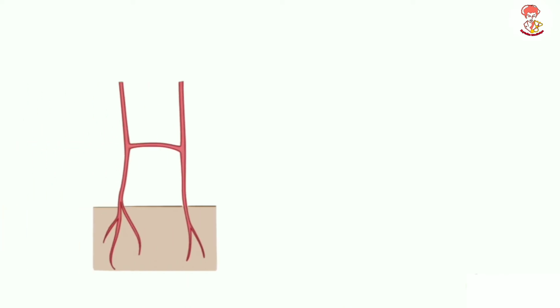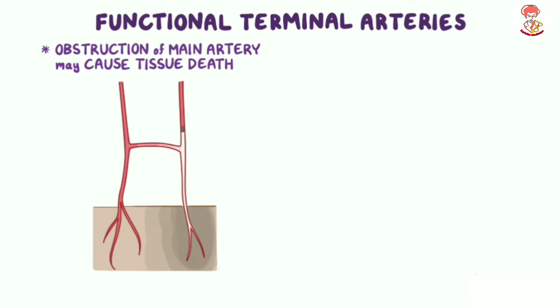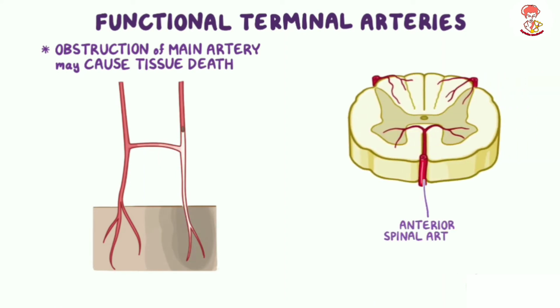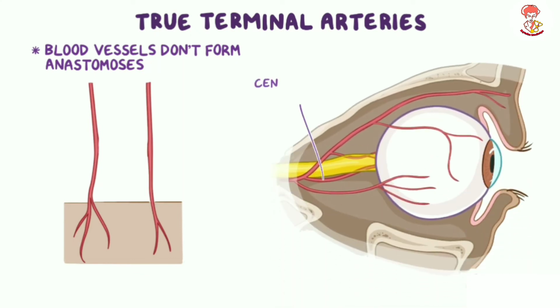Sometimes blood vessels may form anastomosis, but it's ineffective or insufficient. These vessels are called functional terminal arteries. Here an obstruction to the main artery supplying a tissue may possibly cause tissue death. An example of these arteries is the anterior spinal artery, which runs on the anterior aspect of the spinal cord. Also, blood vessels may not form anastomosis at all. These vessels are called true terminal arteries, and an example of a true terminal artery is the central retinal artery of the eye. Since there is no anastomosis here, a blockage in the central retinal artery can cause blindness.